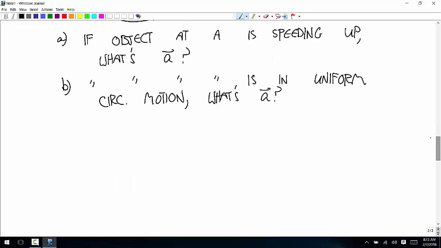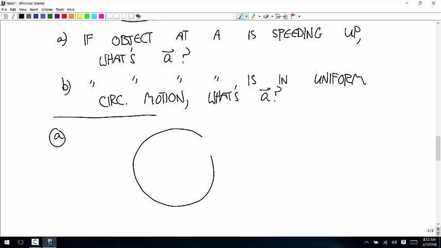Okay, so for part A, here's the path. And the object's going around the path counterclockwise. Here's the point that we're interested in. What direction would the velocity be? Up. I don't remember what colors I usually make these. Let's call that blue. Okay, so there's the velocity vector.